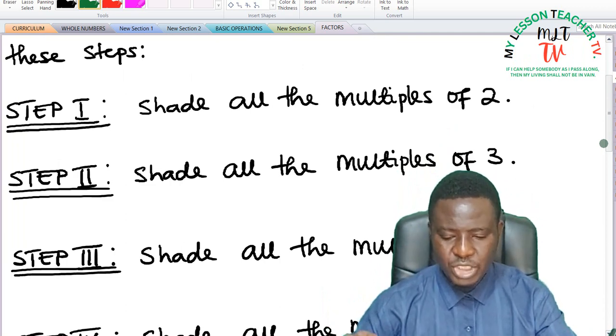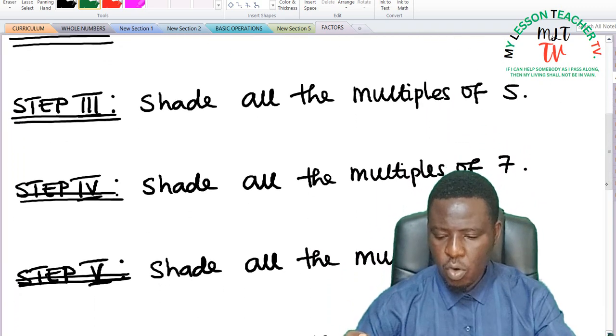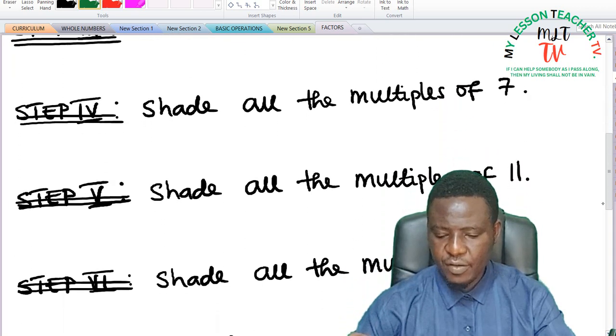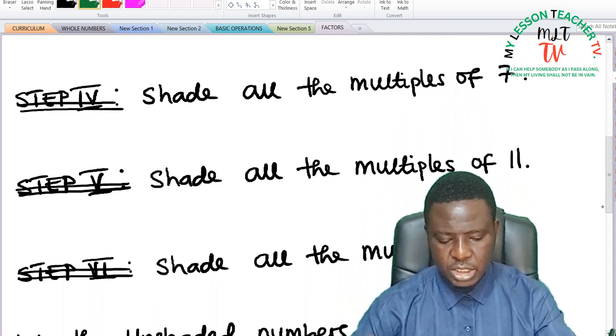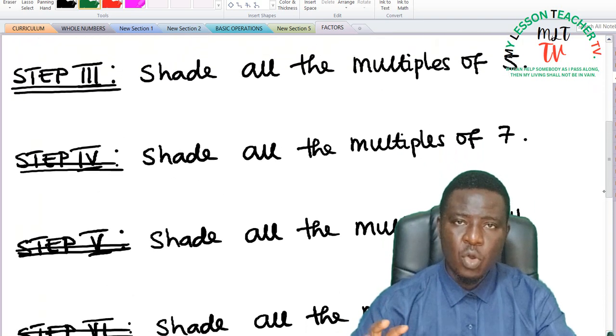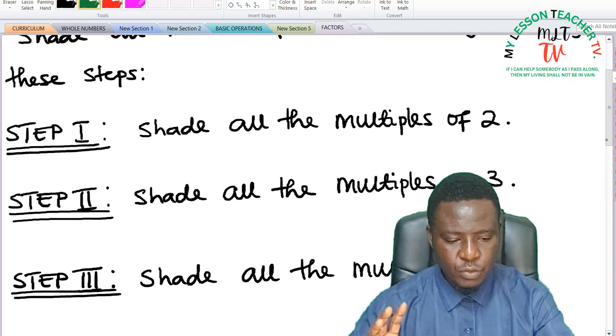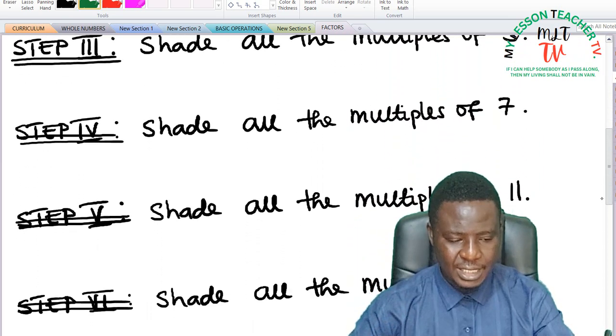Step 2, we should shade all the multiples of 3. Step 3, we should shade all the multiples of 5. Step 4, shade all the multiples of 7. And step 5, we should shade all the multiples of 11. Step 6, shade all the multiples of 13. Once that is done, all those that are left will be said to be prime numbers, including the prime numbers 2, 3, 5, 7, 11, and 13.